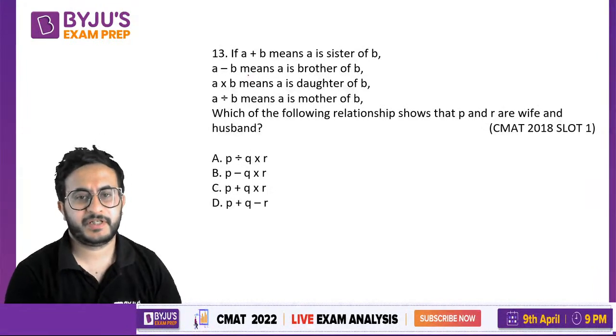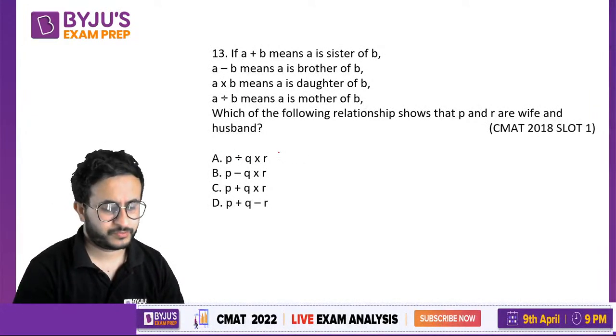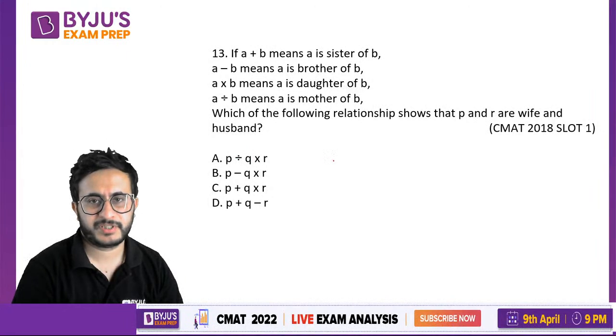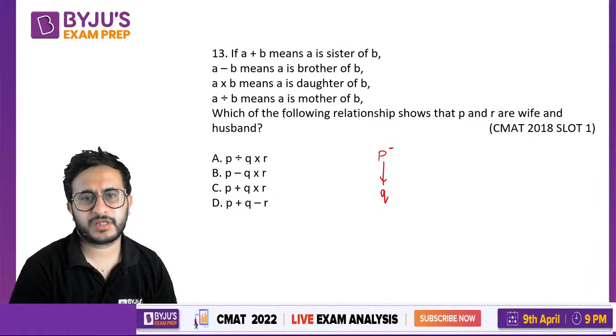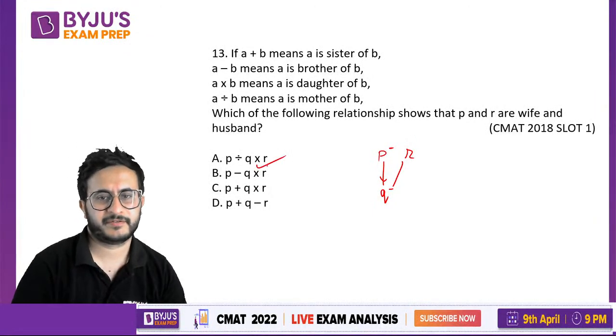So we are given these relations. So P divided by Q means that P is the mother of Q. Okay, and Q cross R means that Q is the daughter of R. So Q is the daughter of R. So that means P and R are married. Okay, so that is option A itself.